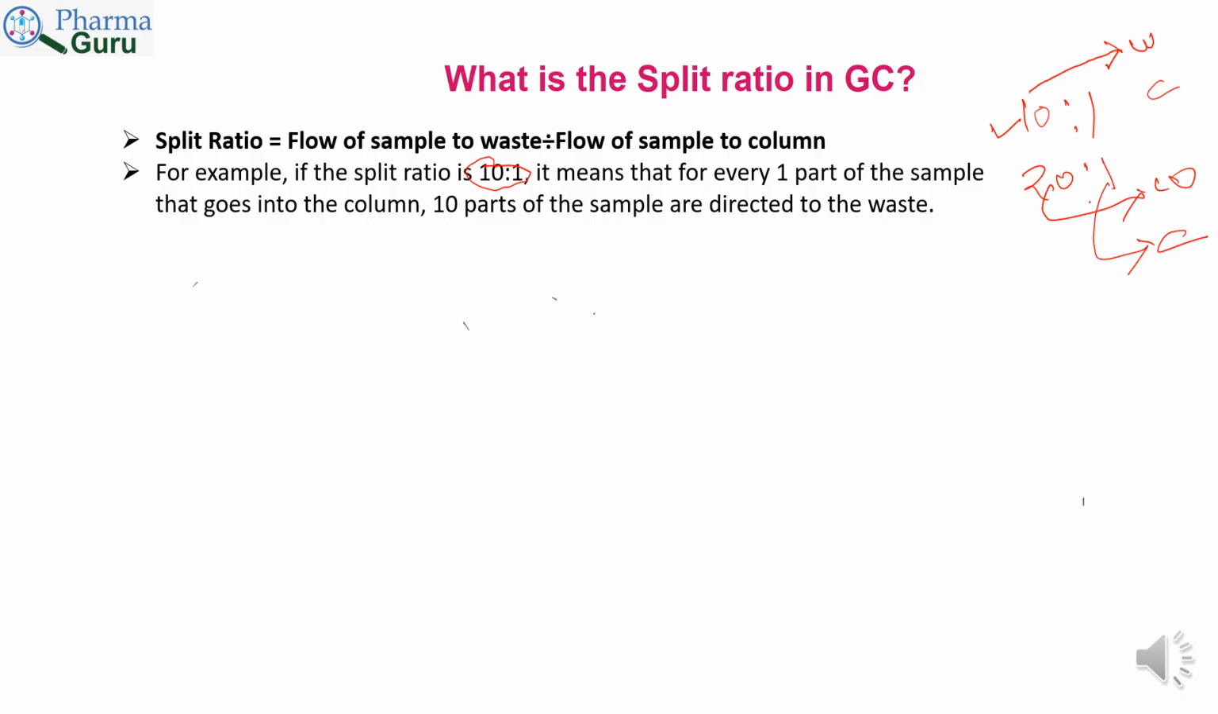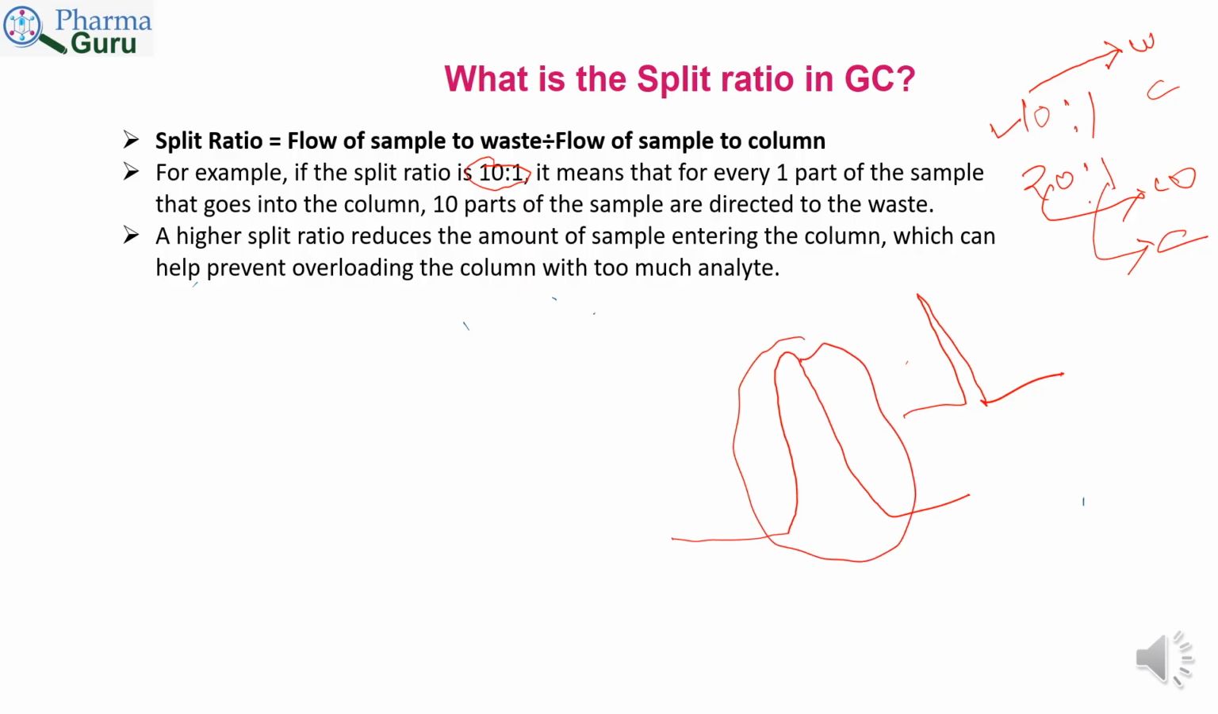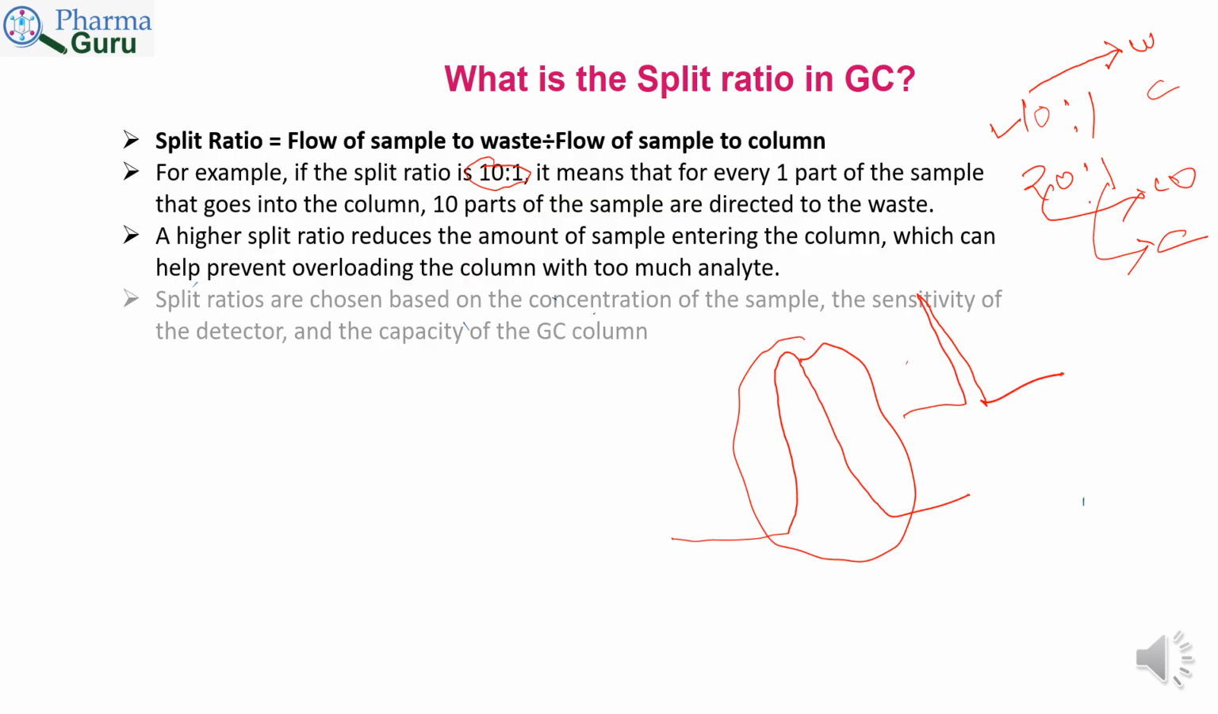Now the question comes, what is its benefit? It reduces column overload and you get sharp peaks in the GC. If you are not using a split ratio, what will happen? There will be column overload, you will not get separation, and you will get broad peaks like this. That is the reason a split ratio is kept in GC.